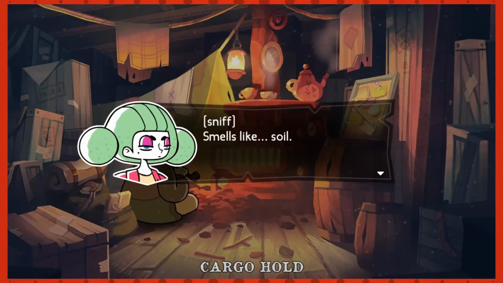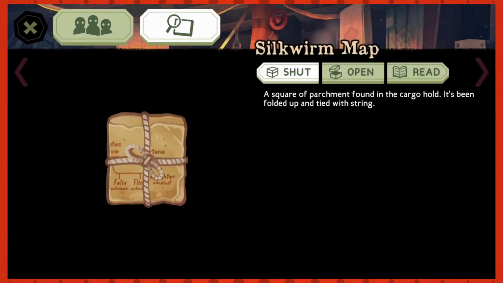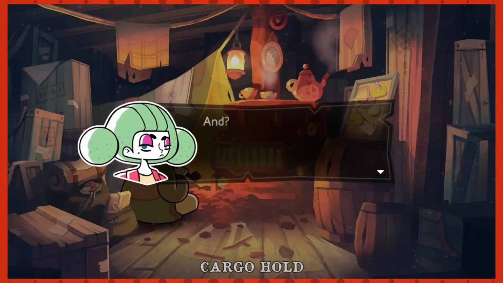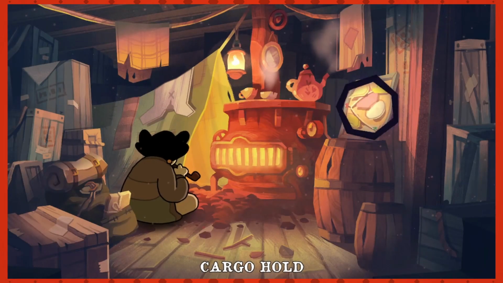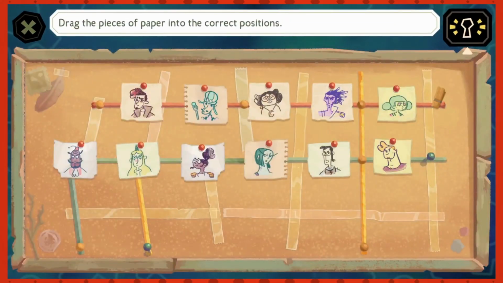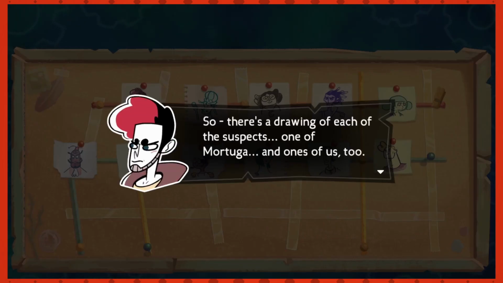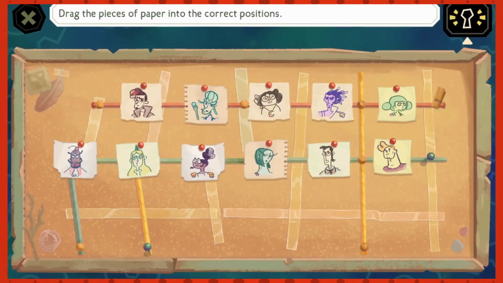It's a big traveler's backpack. When you're done, there's something in the pouch I think we should take a look at. Nope, we've seen this. So what else? It's a pinboard. Yeah, there's still this. I still don't understand what the point of this is. So, there's a drawing of each of the suspects. Each one needs to be moved to the right place on the board.